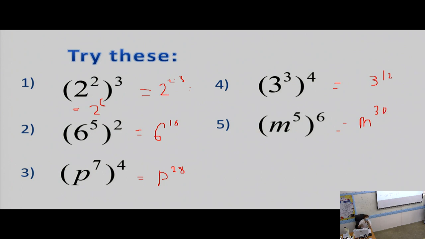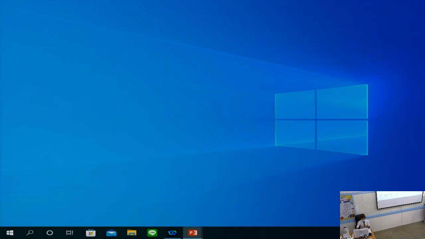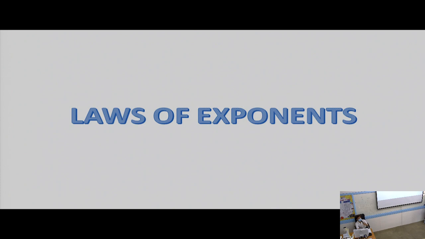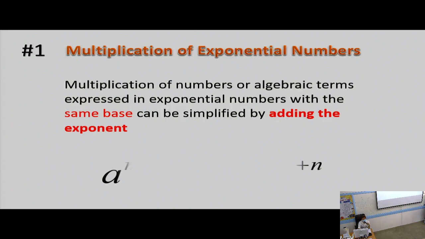Easy, right? You understand? No question. So that is exponent rule number 3. Okay? So anyway, discard this one. Exponent rule 5. Okay. So again, let's have a review.